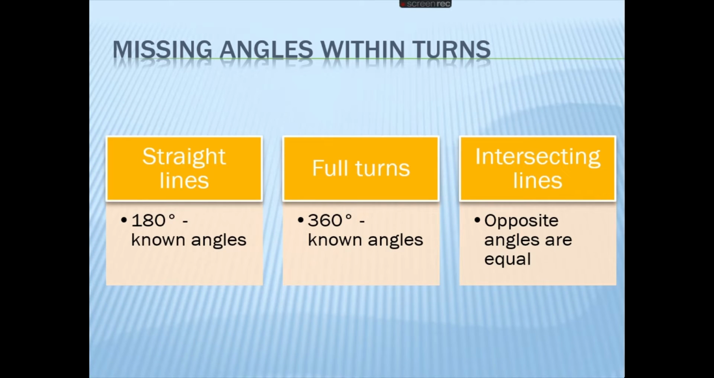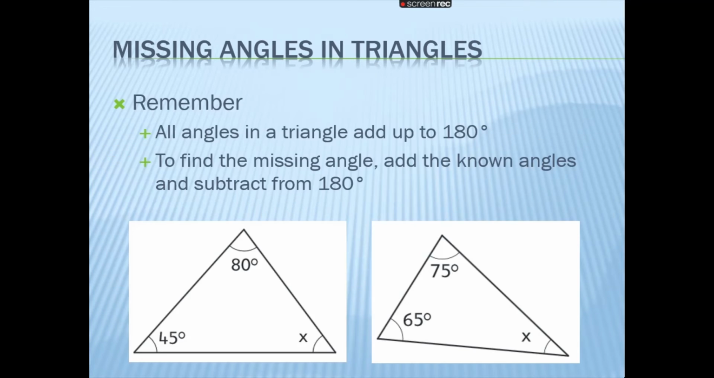So, as a quick recap, straight lines, 180 degrees, minus your known angles. For full turns, 360 degrees, take away your known angles. And for intersecting lines, don't forget opposite angles are equal. And if it's that Z shape, those on the two corners of the Z will be the same as well.